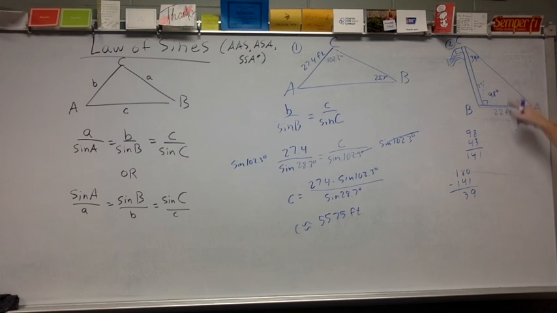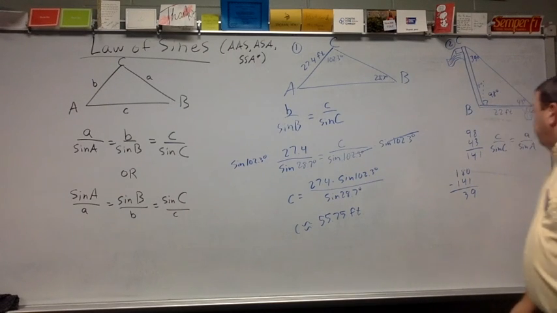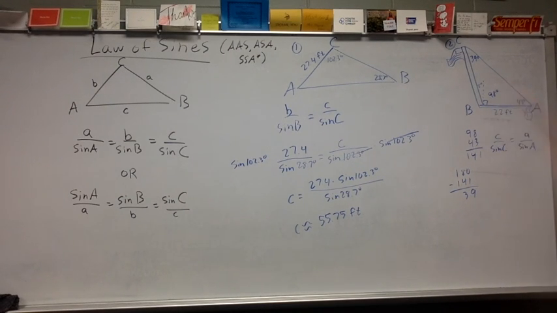So I'm going to set up C, and I'm going to figure out how tall this flagpole is, so I'm going to use A. Those are the two parts of the law of sines that I'm going to use. So I'm looking for A. Plug in what I know. I know side C is 22 feet. Angle C is 39. I don't know side A, but I know that angle A is 43 degrees.